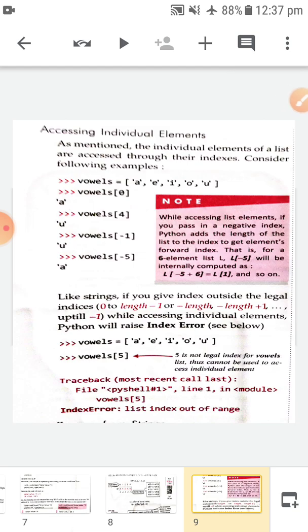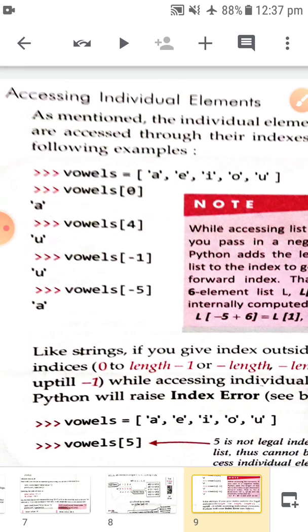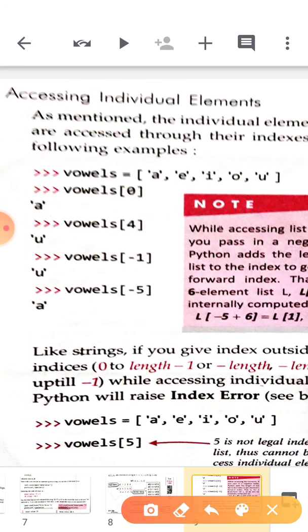Now accessing individual elements. How can you access an individual element? See, vowel is a variable in which you have created a list here, a, e, i, o, u. Now what is the position of a? 0. What is the position of e? 1. What is the position of i? 2. What is the position of o? 3. What is the position of u? 4. Okay. Now vowel 0th position, what are you having? A. You are going to print a.